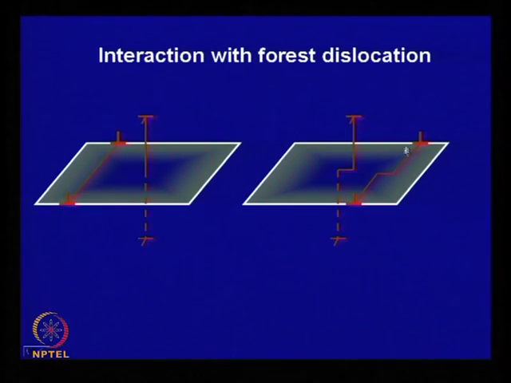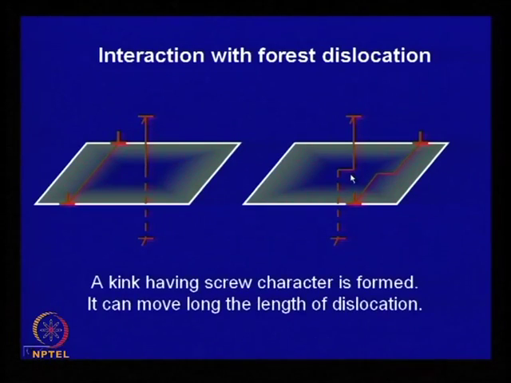So, the screw dislocation can move, it can cross slip, it can move on any plane which contains it, it can also move in this plane. So, this is the type of step which you can say is mobile, it can move along the length of the dislocation and come out of the slip plane. So, same thing here also, its character is that of a screw dislocation. So, this type of step is called a kink, and it has a screw character, and it can move along the length of the dislocation.